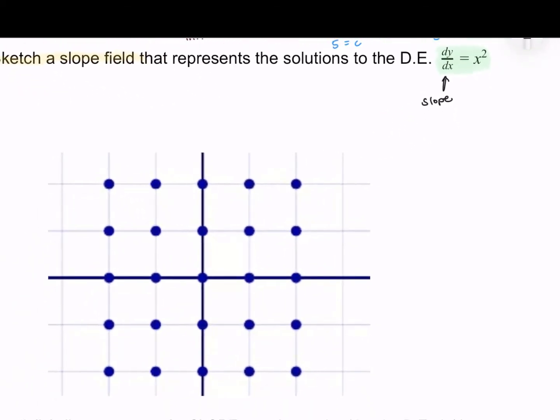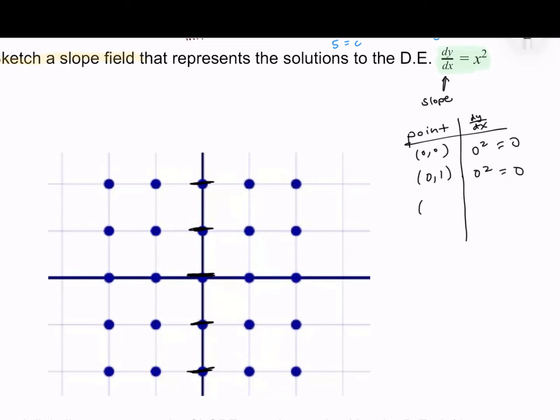And so, like at this point 0, where x equals 0, or (0, 0), we would just plug that into our equation, which is x squared, which is 0 squared. So that equals 0. So at this point (0, 0), I would draw a little line that has a slope of 0. And we could say the same thing for all these points, like (0, 1). Anywhere where x equals 0, the slope is going to be 0 squared, which is 0. So all along here, since x equals 0, I would draw a little line with a slope of 0.